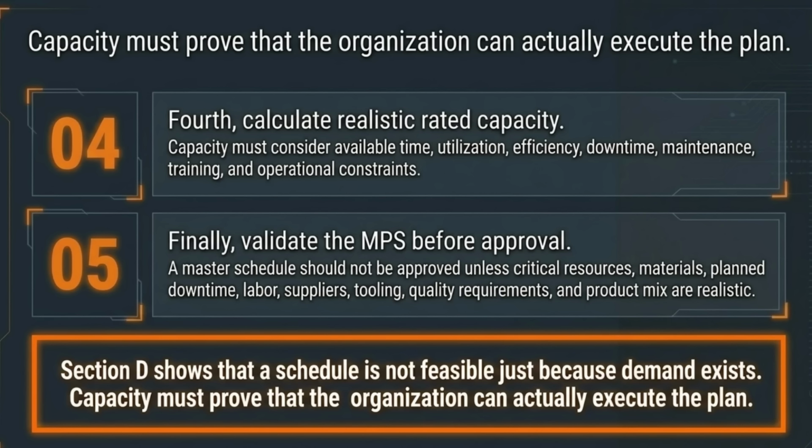Finally, validate the MPS before approval. A master schedule should not be approved unless critical resources, materials, planned downtime, labor, suppliers, tooling, quality requirements, and product mix are realistic. Section D shows that a schedule is not feasible just because demand exists. Capacity must prove that the organization can actually execute the plan.